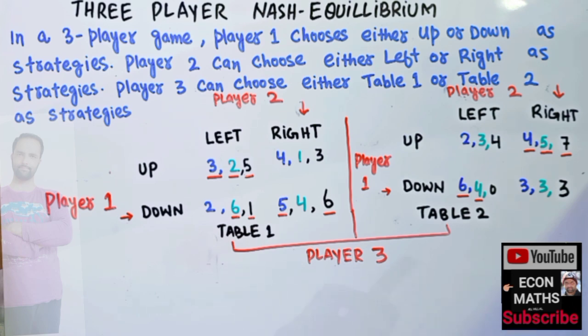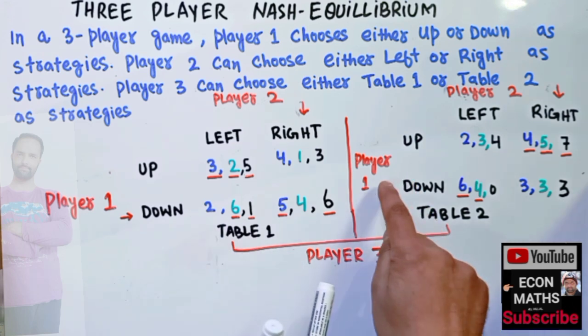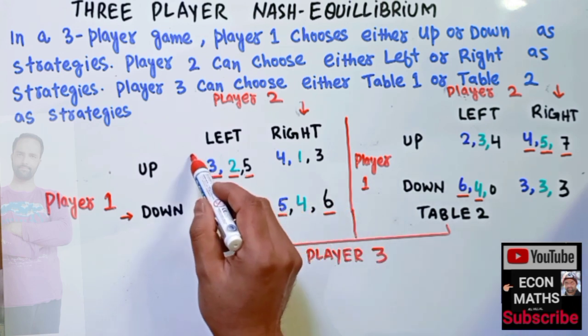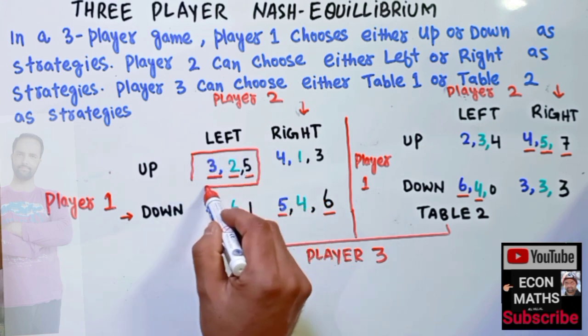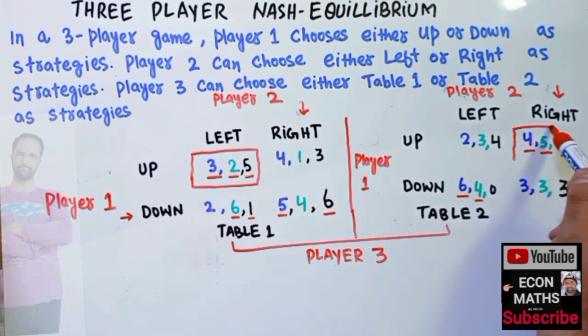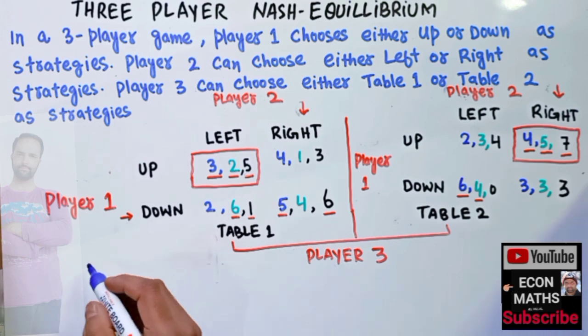Now, what are the Nash equilibria here? By Nash equilibrium, what we mean, Nash equilibrium occurs when each player chooses his optimal strategy, given the other players have also chosen their optimal strategies. And in this table, Nash equilibrium will be there where all the elements in a cell are underlined. Here we can see all the cells are underlined. That means we have this Nash equilibrium, and here also we have these cells underlined. Then what is the strategy profile for Nash equilibrium?